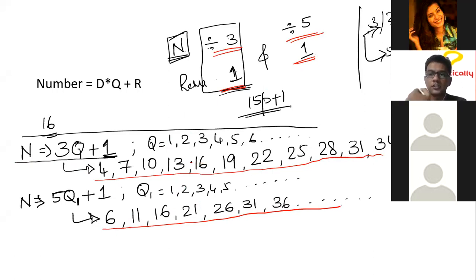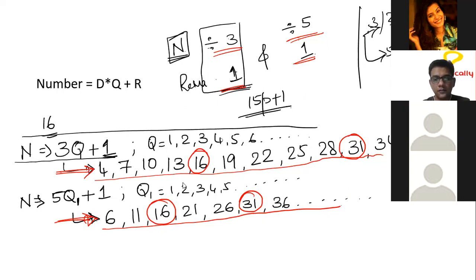Both conditions means that it should exist in this list as well as in this list. So if I look at this, 16 is one such number, 31 is the second such number, and I'm sure that there are many other numbers that are going to follow. So now let's look into this.